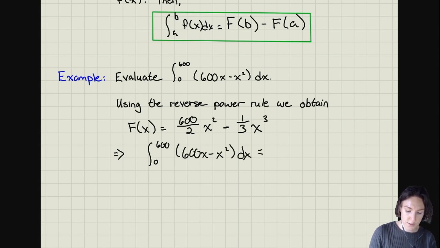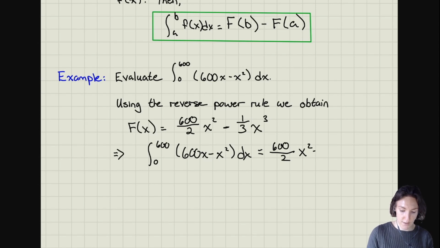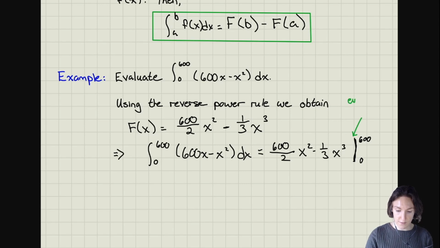And you don't have to do this extra step to find the antiderivative. Typically what we just do is we'll write it here. We'll put an equal sign and then we'll write our answer. And then in terms of notation, to say I want to evaluate this first at 600 and then at 0, we use this vertical bar. Okay, so this means evaluate at 600 and then at 0.